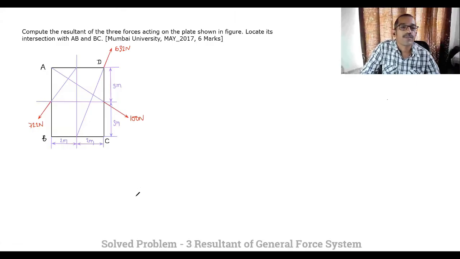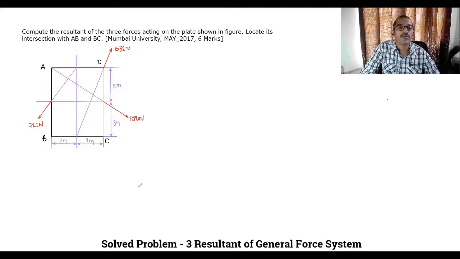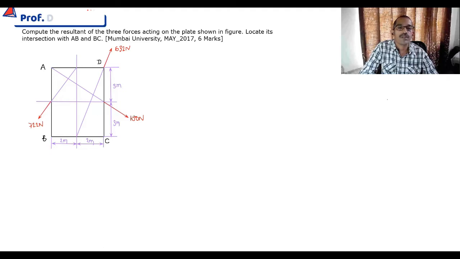Hello students, we'll solve a problem from general force system. In this problem, the number of forces is only three: 722 Newton, 100 Newton and 632 Newton. But the inclinations of these forces are not given.